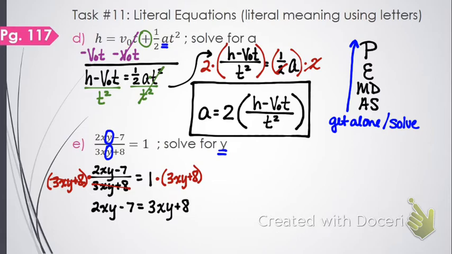Did I get my y's together? No, but I got it out of the fraction, which is good. What can I do now to get them to the same side? We can add 7 to both sides. I really want to get my y's together. What we've done here is not wrong. 2xy equals 3xy plus 15.